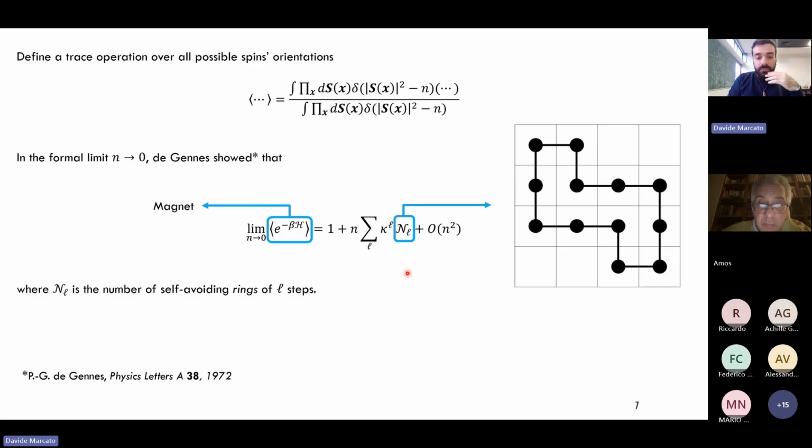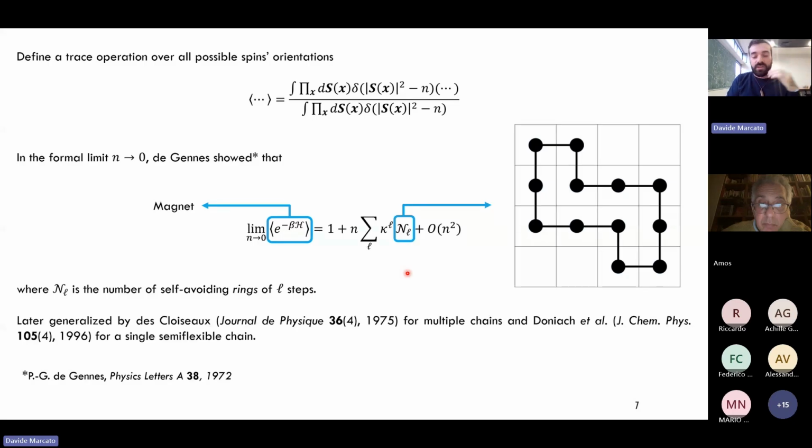And now the idea, I mean, this was done by de Gennes in the 70s, but then it was also generalized by des Cloizeaux shortly after for systems with multiple chains, and then later by Doniach and collaborators to introduce semi-flexibility for a single chain. And what we did was actually to generalize it even further to account for multiple chains which are semi-flexible and also for the nearest neighbor interaction.